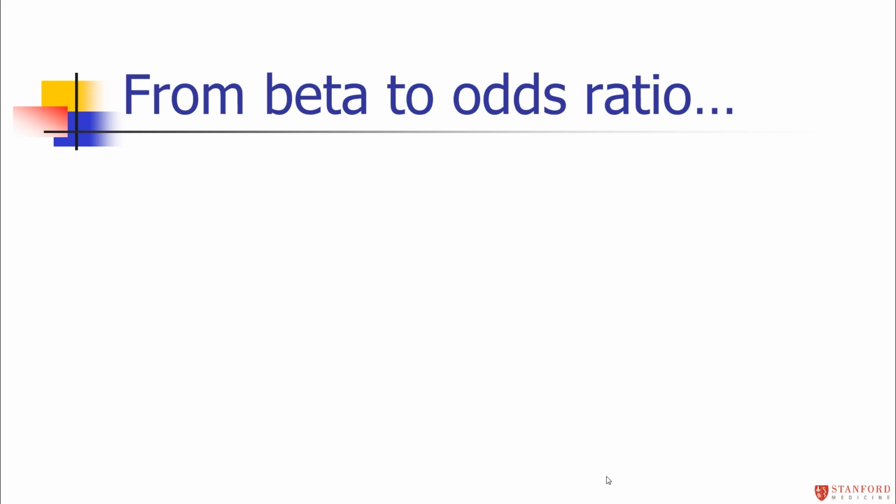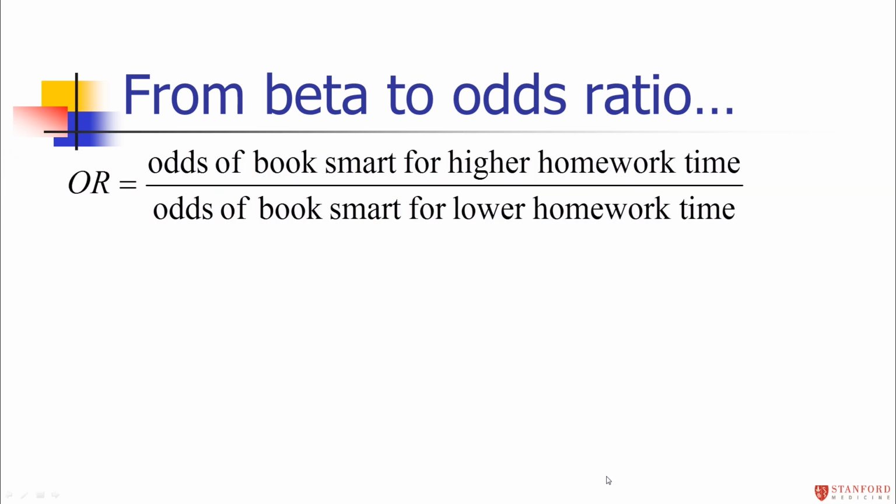How do we get from beta to odds ratios? Well, what is an odds ratio? If I want to know the odds ratio for being book smart for the exposure here, which is more homework time compared to less homework time, what is the odds ratio? An odds ratio is a ratio of 2 odds. So my odds ratio here would be the odds of being book smart for somebody who does more homework compared with the odds of being book smart for somebody who spends less time on homework. And if we're just going with the units that I've used here, the difference between the numerator and the denominator, I could make it a 1 hour difference in homework time. So what's my odds ratio for a 1 hour increase in homework time? How does that affect my odds of being book smart?